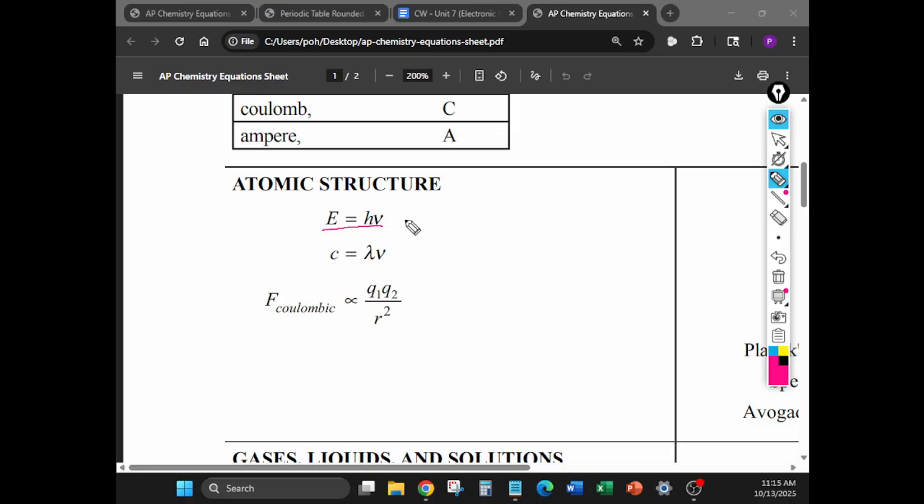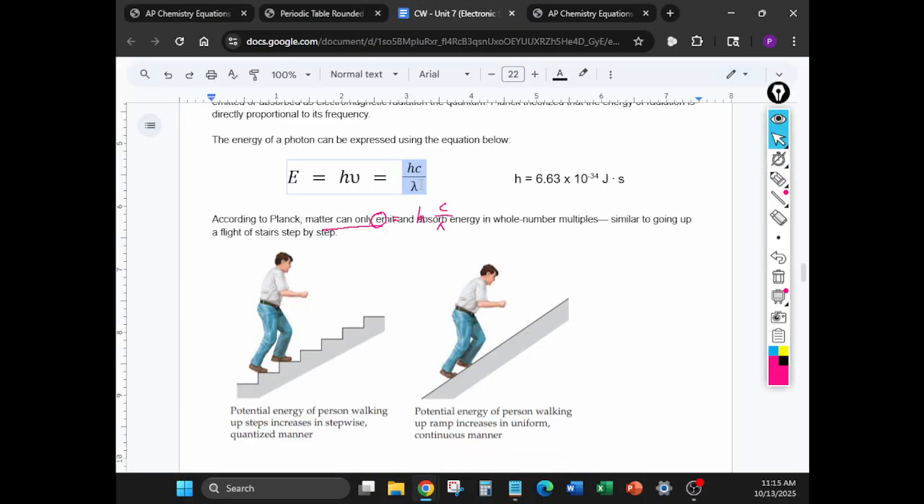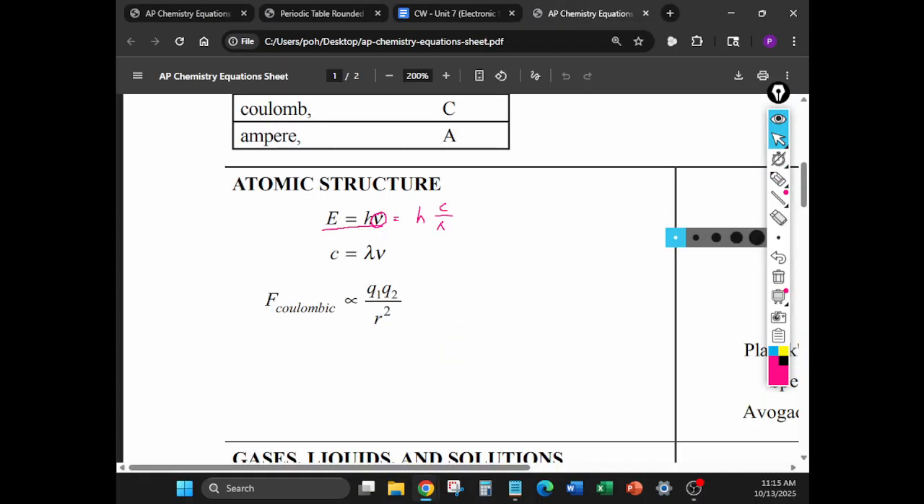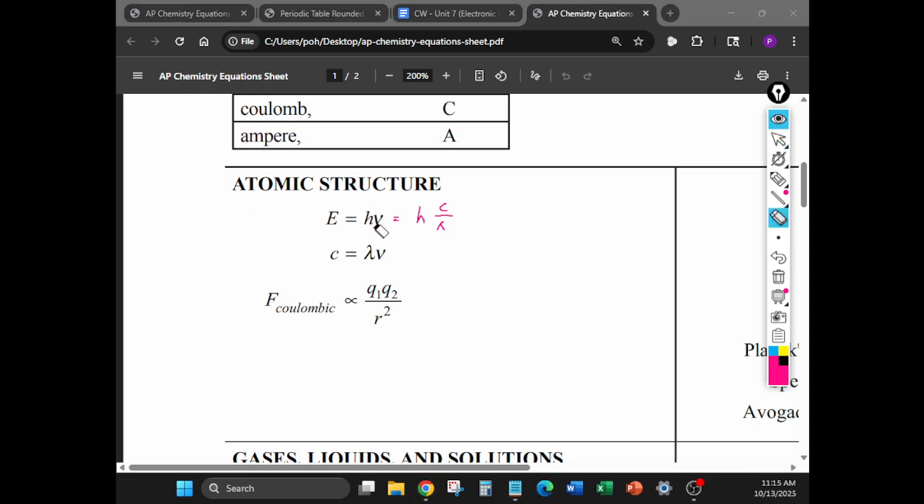However, what we can do is we can expand this equation for frequency. You have frequency right here. So if you want to expand it, and for a lot of questions you will have to expand it, frequency can be expanded to c over wavelength. Okay, so just keep that in mind. That's what the longer equation right here is telling you. It's basically taking the two equations from your equation sheet and combining them together, and that's how you get this third equation right here.